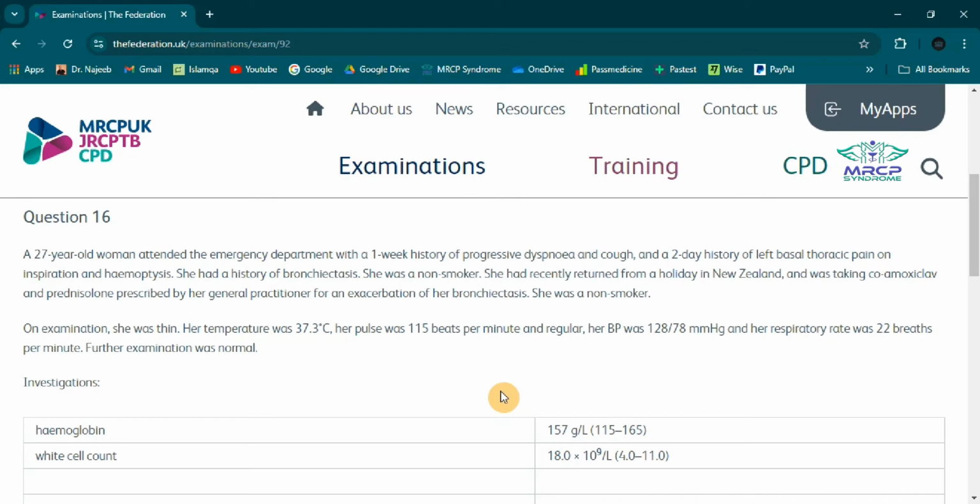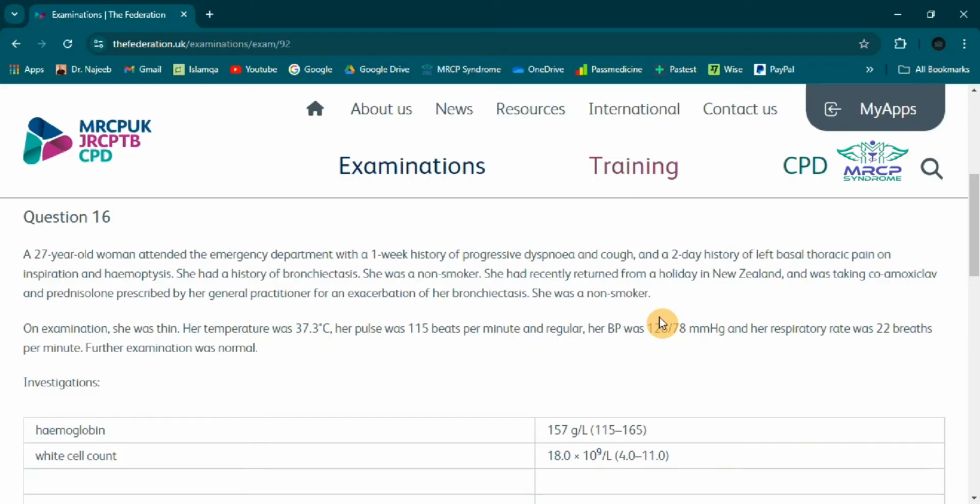A 27-year-old woman attended the ED with a 1-week history of progressive dyspnea and cough and a 2-day history of left basal thoracic pain on inspiration and hemoptysis. She had a history of bronchiectasis. She was a non-smoker. She had recently returned from a holiday in New Zealand and was taking co-amoxiclav and prednisolone prescribed by her GP for an exacerbation of her bronchiectasis. On examination, she was thin.